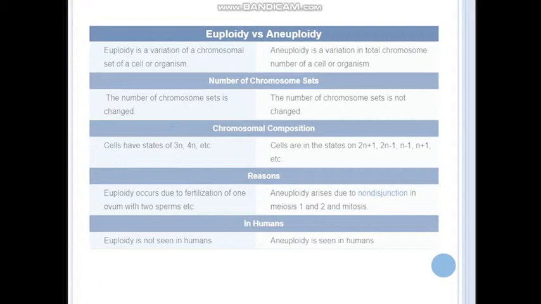In chromosomal composition, in euploidy, cells have states of 3n, 4n, etc. In aneuploidy, cells have states of 2n+1, 2n-1, n-1, n+1, etc. Euploidy occurs due to fertilization of one ovum with two sperm, etc. And aneuploidy arises due to non-disjunction in meiosis 1 and 2 and mitosis. Euploidy is not seen in humans, while aneuploidy is seen in humans.